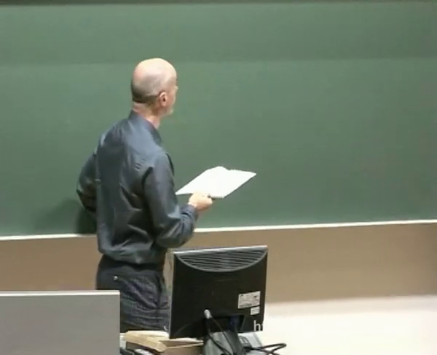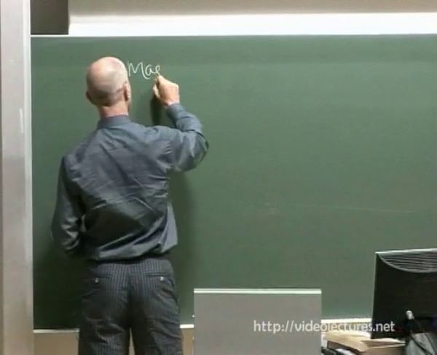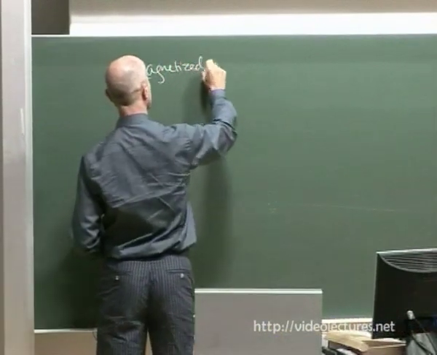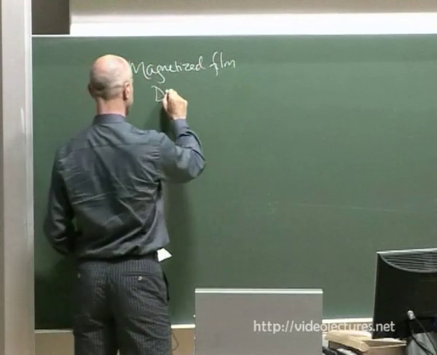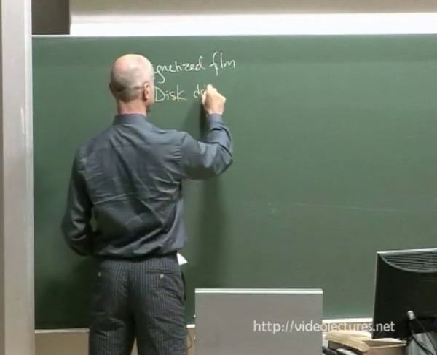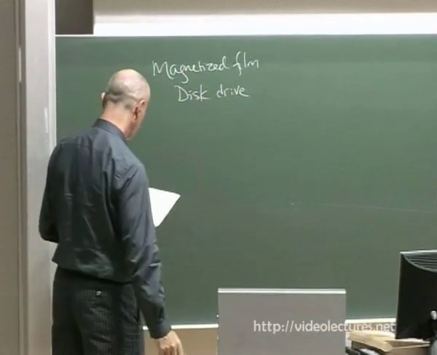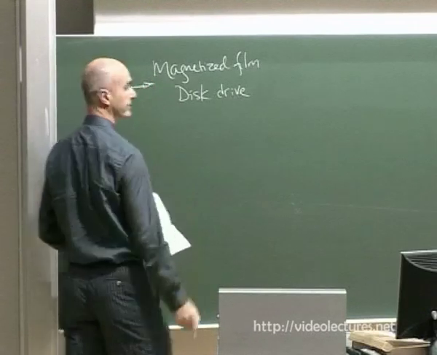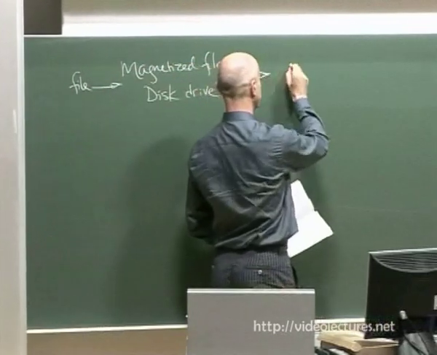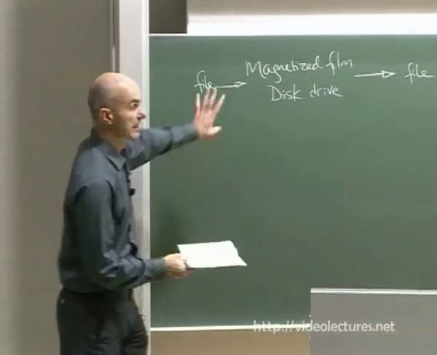Here's one more. You could have a magnetic film, a magnetized film, and it's sitting inside a thing that we call a disk drive, an old-fashioned disk drive using a spinning disk with magnetized film on board. And you want to somehow write a file onto the disk drive and then later on read it off and get your file back. This is also an example of a channel.